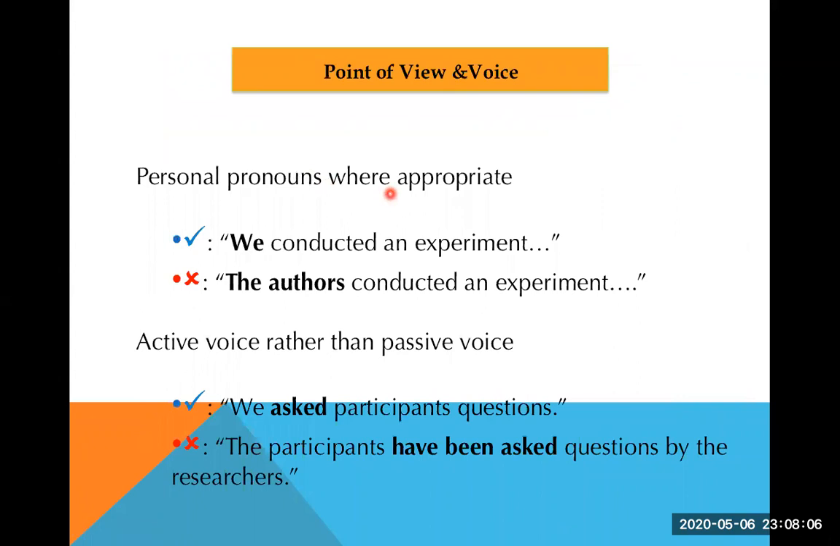This slide introduces the basics of APA stylistics related to the point of view and voice in an APA paper, which encourages writers to use personal pronouns and active voice, as in the following examples. For the point of view, presented by the use of personal pronouns, we say we conducted an experiment, instead of saying the authors conducted an experiment. And also, the active voice rather than the passive voice is recommended in this case. We should say we asked participants questions instead of saying the participants have been asked questions by the researchers. So please, you should regulate the point of view and voice of your research paper as demanded by APA citation.